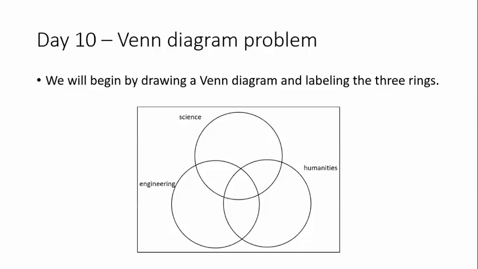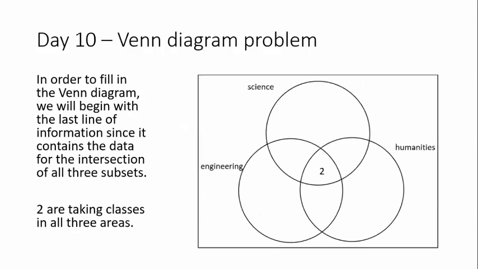In order to solve this problem, we will begin by drawing a Venn diagram. And the three classes that were mentioned were science, engineering, and humanities. So we'll label a ring for each one of those. In order to fill in the Venn diagram, we begin with the last line of information since it contains the data for the intersection of all three subsets. That last line of information said that 2 students are taking classes in all 3 areas. So this is the overlap of the 3 subject areas.